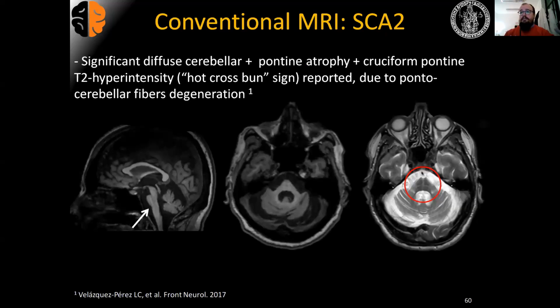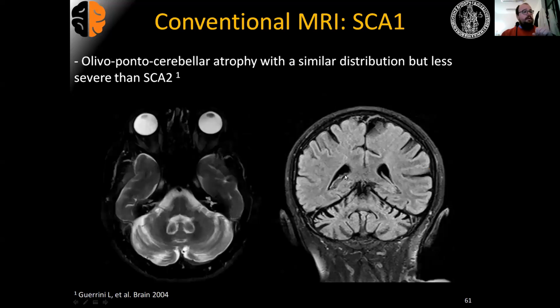Indeed, starting from spinocerebellar ataxia type 2, it is characterized, as you saw, by the presence of a significant diffuse cerebellar atrophy as well as pontine atrophy. In some cases, a hot cross bun sign, which is the T2-weighted hyperintensity at the level of the pons, has been reported. You want to take this into consideration. We will see why later.